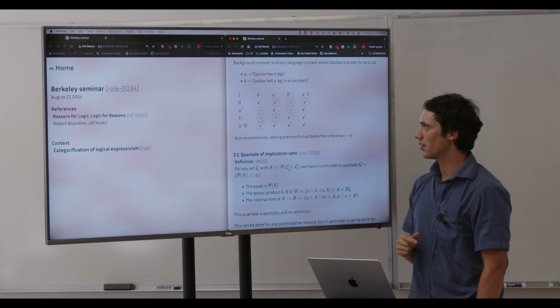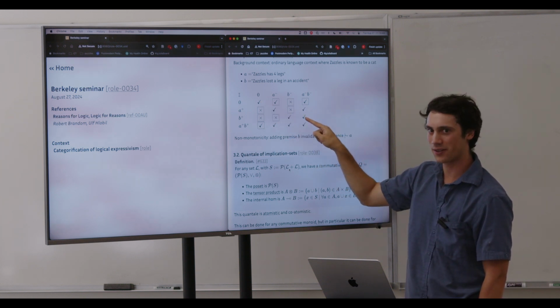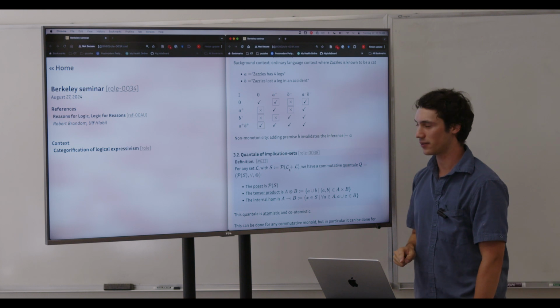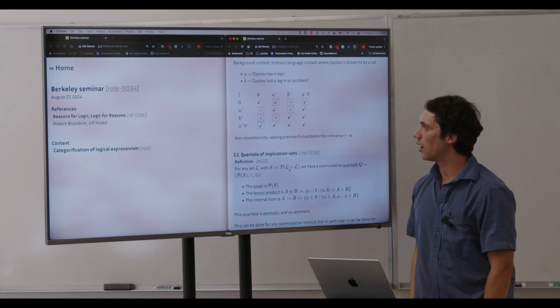Okay. So now we can talk about sets of these things. So I've got, maybe this one, this one, this one, and this one, or just that one. Okay, so I should think about the elements of PS as possible implication frames.